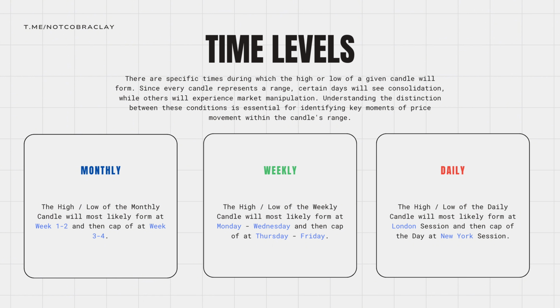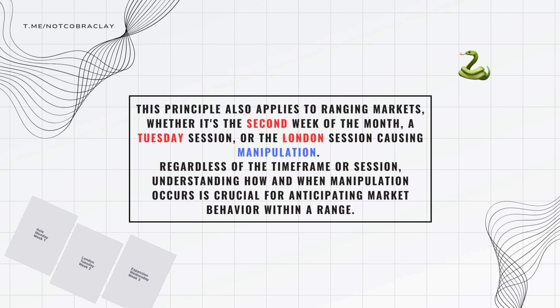The daily high and low, or the high and the low of the daily candle, will most likely form at the London session and then be capped off at New York, giving you a small retracement or pullback, whatever you want to call it. This principle also applies to range trading. So if you have a range, which is explained perfectly in CRT Masterclass by me, whether it's the second week of the month, a Tuesday session, or the London session causing manipulation, regardless of the time frame or session, understanding how and when manipulation occurs is crucial for anticipating market behavior within a range.